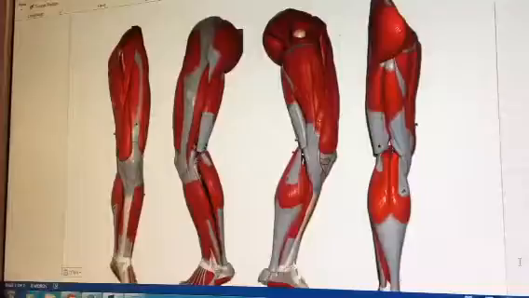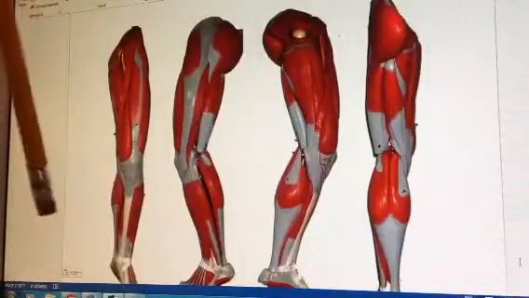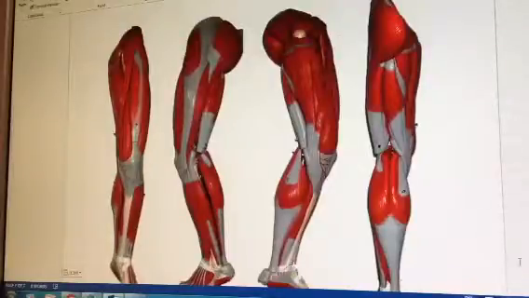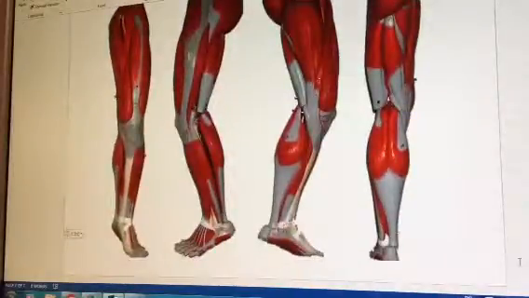I would probably just refer you to look at your textbook. Table 10.14 shows a nice picture of the iliopsoas muscle. That's one muscle that isn't shown well on these model pictures.